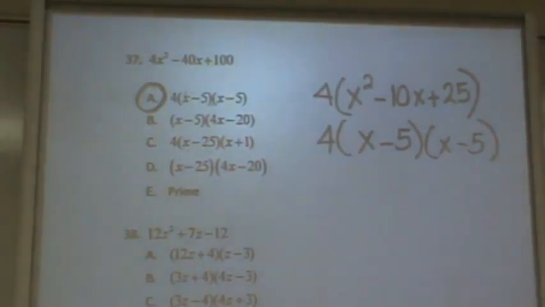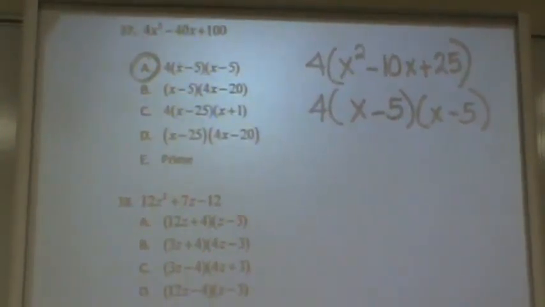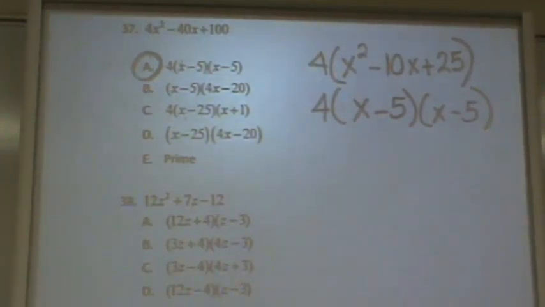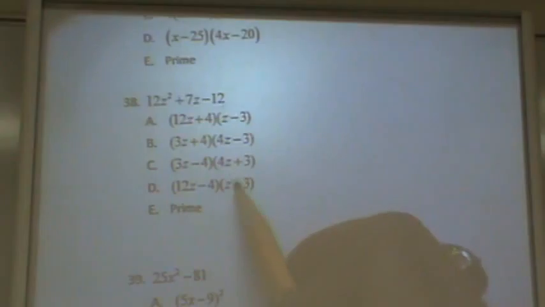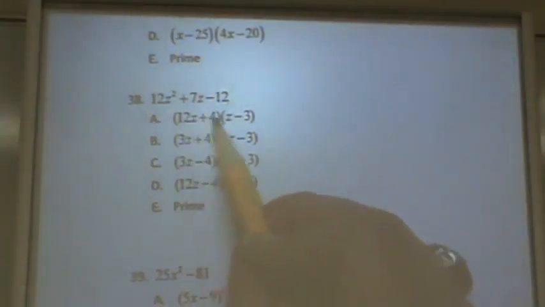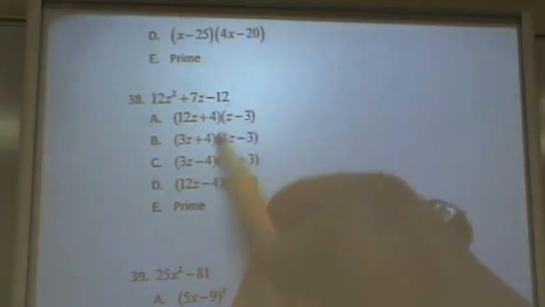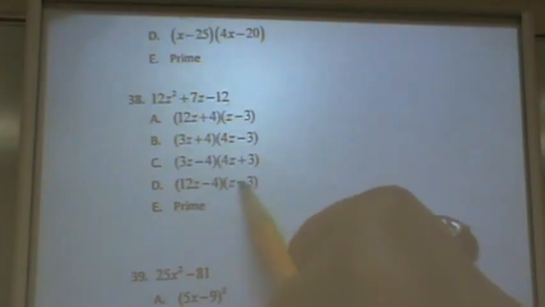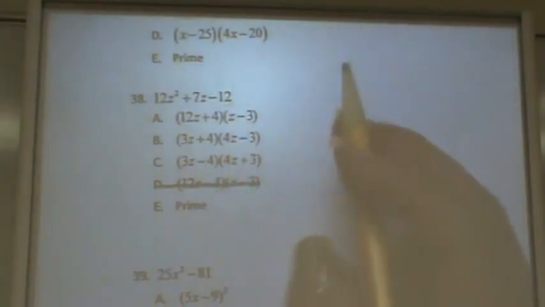Okay? Number 38. Now for this one, you're going to have to FOIL it, but right away, if you can't figure out what it is, you could FOIL these out and see which ones work, because this is the one where you have to guess and check. So for this one, right away, I look at the first two terms and they do all match to be 12z squared. Now the last two, 4 times negative 3 is negative 12, but this one right away does not work, because a negative times a negative is a positive.